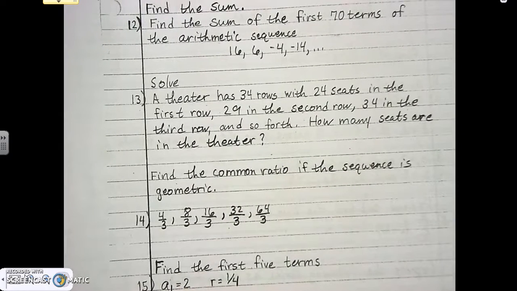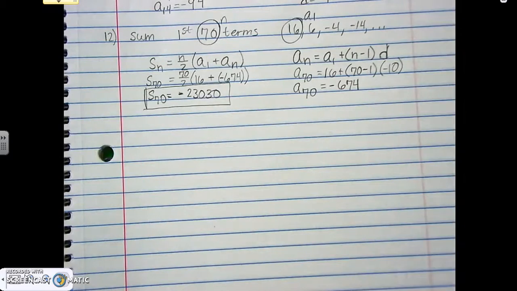It says a theater has 34 rows with 24 seats in the first row, 29 in the second row, 34 in the third row, and so forth. So it continues on, getting bigger and bigger. How many seats are in the theater is the question. So we know in all there's 34 rows, and then each row here we have a number of seats. So let's look at that part.